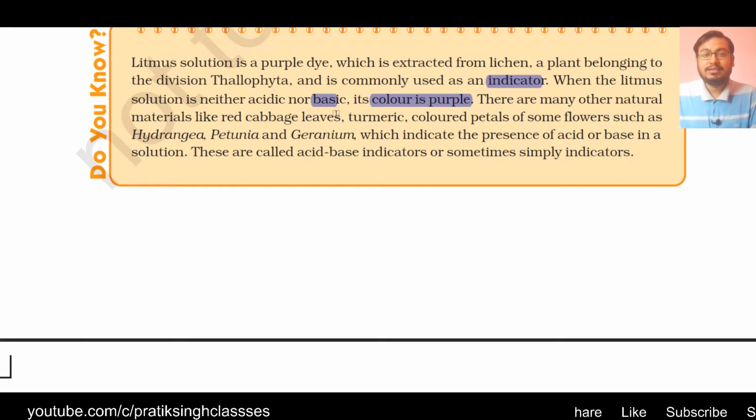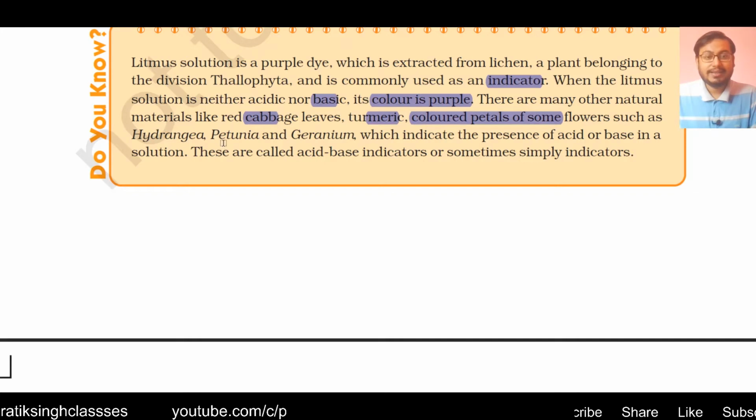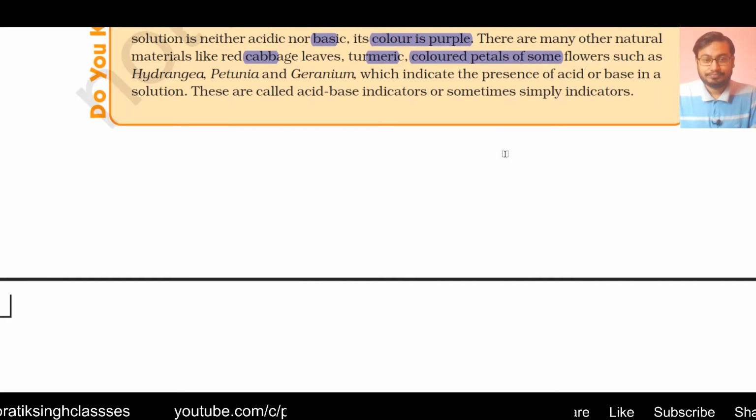There are many other natural materials like red cabbage leaves, turmeric, and colored petals of some flowers such as hydrangea, petunia and geranium, which indicate the presence of acids or bases in a given solution. So these are simply the natural acid-base indicators, or sometimes simply called indicators.